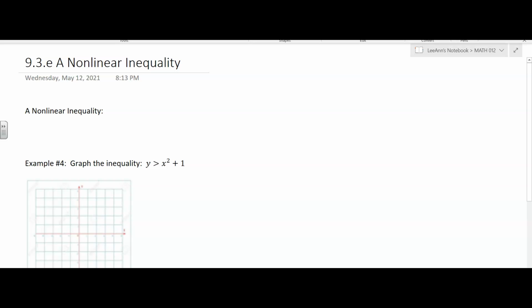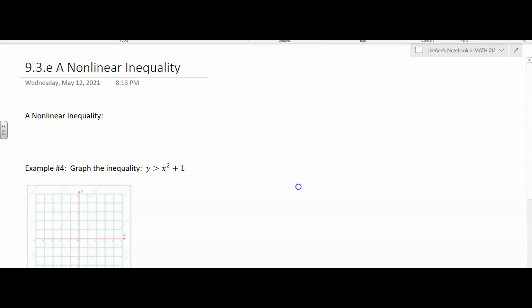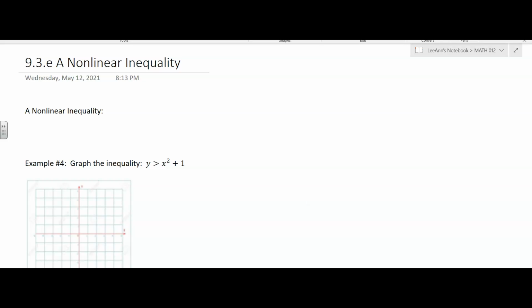So now we're going to talk about a nonlinear inequality. And I'll just give you a quick example here. Let's say you had x squared plus y squared is less than 1. Okay, let's make it less than or equal to 1. Well, then you could graph that. You know, it's a circle with a radius of 1. Okay, so something like that.